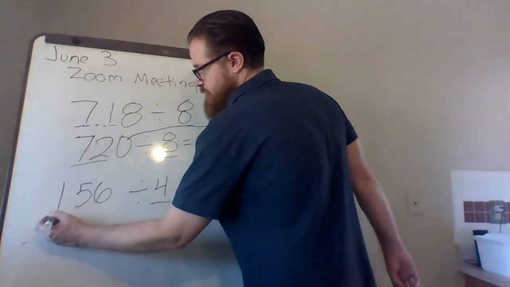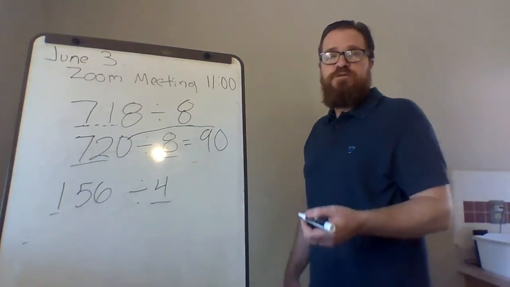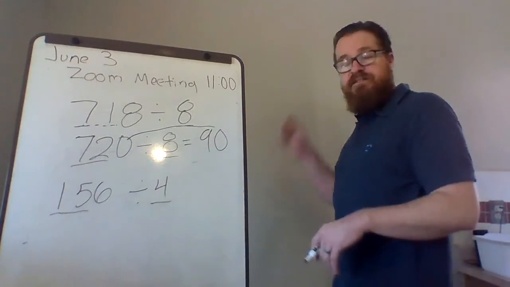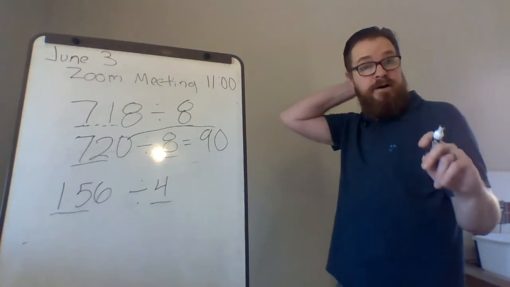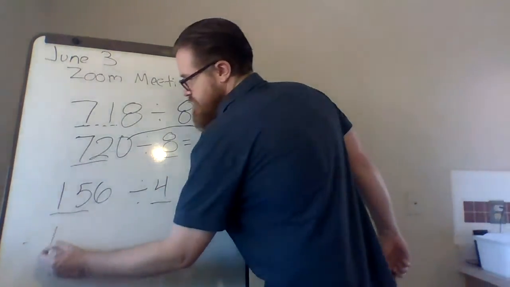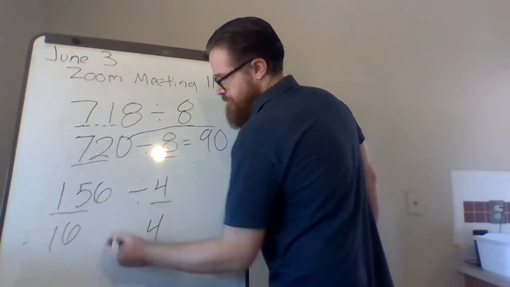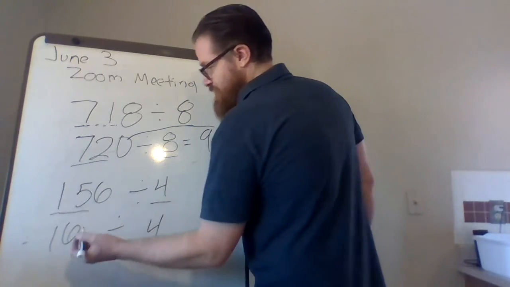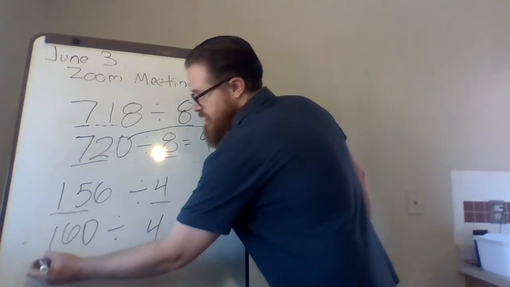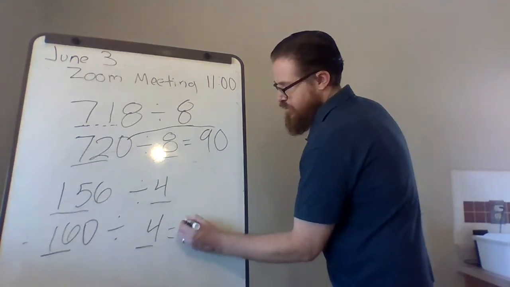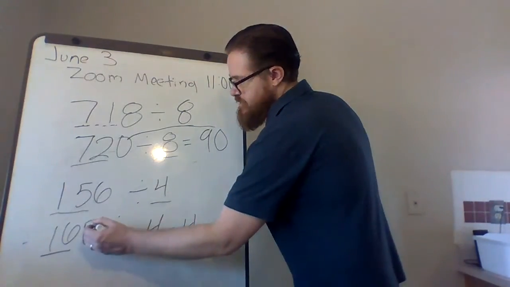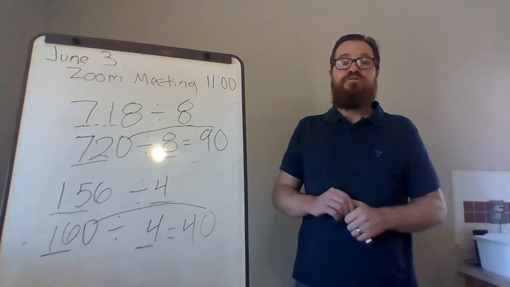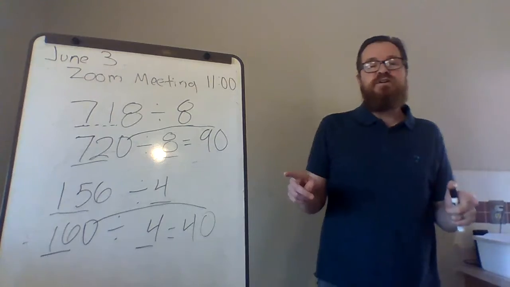So I look at the hundreds place. Is 1 a multiple of 4? No, that's not going to work. How about I put the first 2 digits together? 15. Is 15 a multiple of 4? No, but 16 is, right? 4 times 4 is 16. So I can take my 16 divided by 4 and get 4. There's one extra 0 left, so it's going to come along for the ride, and I would get an estimate of 40. Okay?